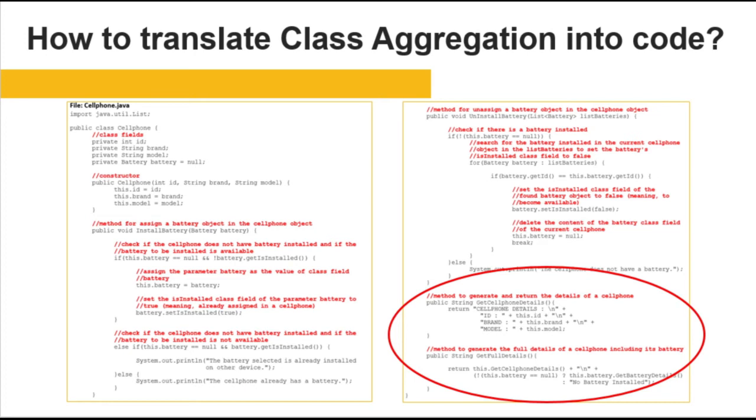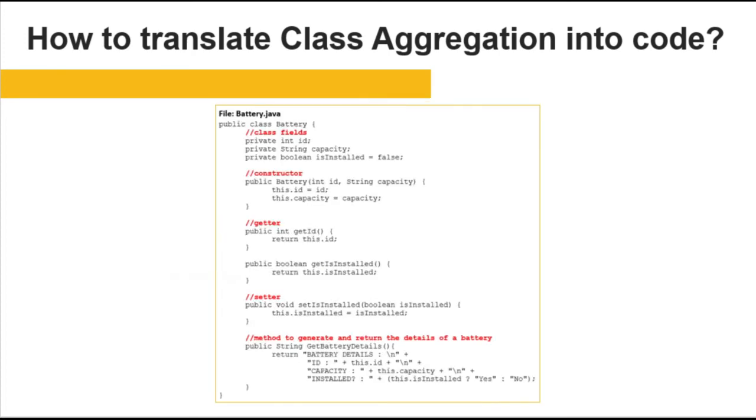Lastly, we included a getCellPhoneDetails method and a getFullDetails method to print the full details of a cell phone object. Now, let us go to the battery class. The given code shows how to translate the battery class from the UML class diagram into its corresponding Java code, considering its class fields, constructors, and methods. Again, the red text indicates the functions of each block of code.